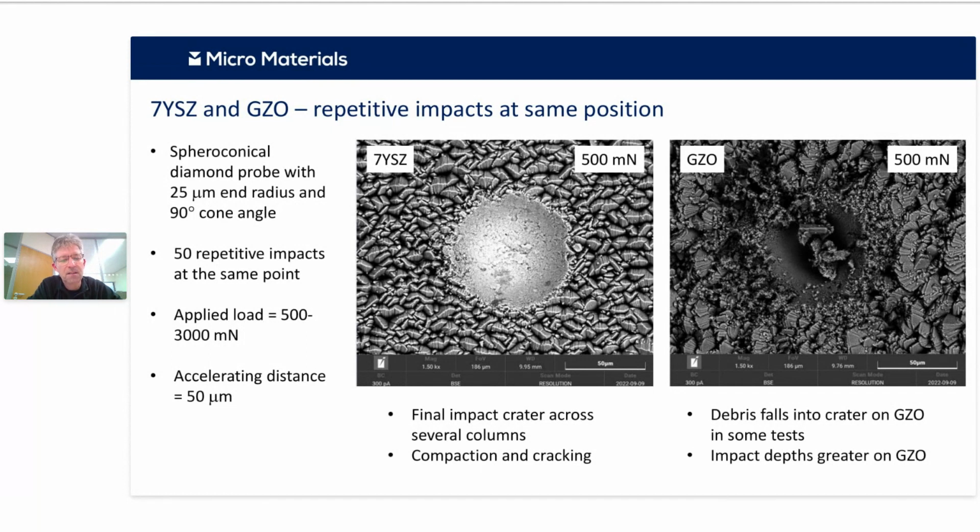mechanism under these conditions. And on the right, for the gadolinium zirconate, you can see something quite similar, but actually within the middle of that crater, you can see some debris has fallen into that impact crater. So that points to a toughness difference potentially in those two materials. And you can track the depths throughout these tests and different loads as well.